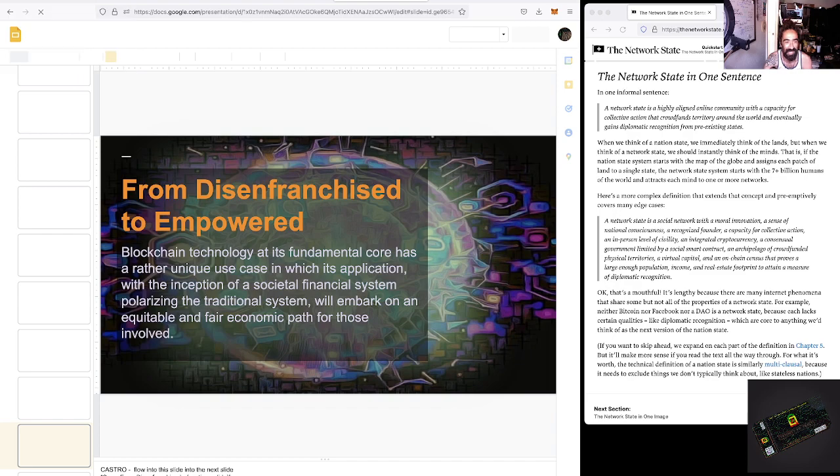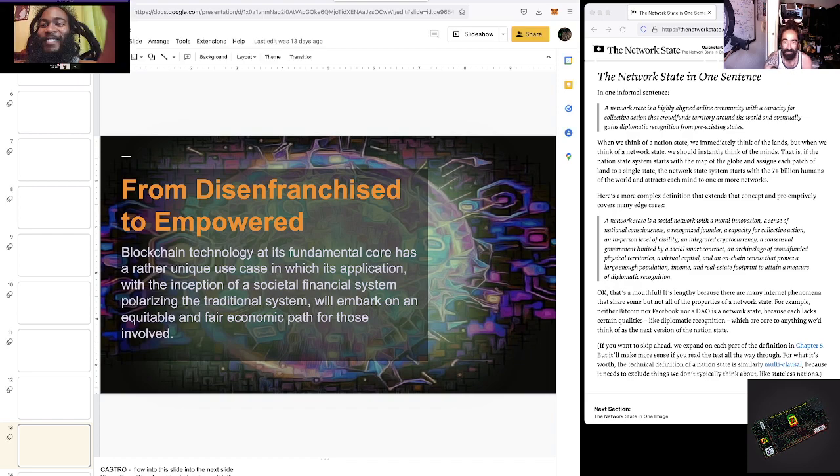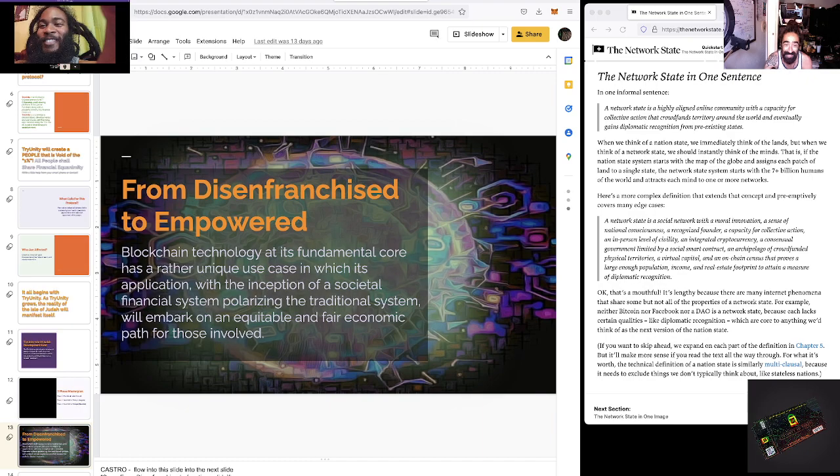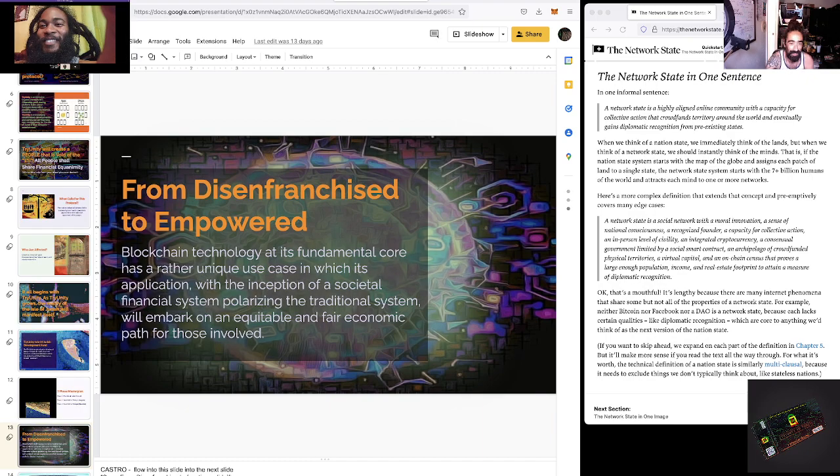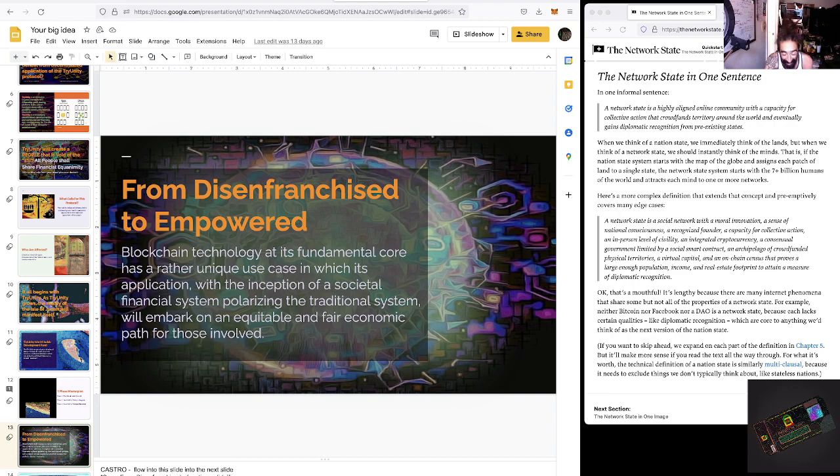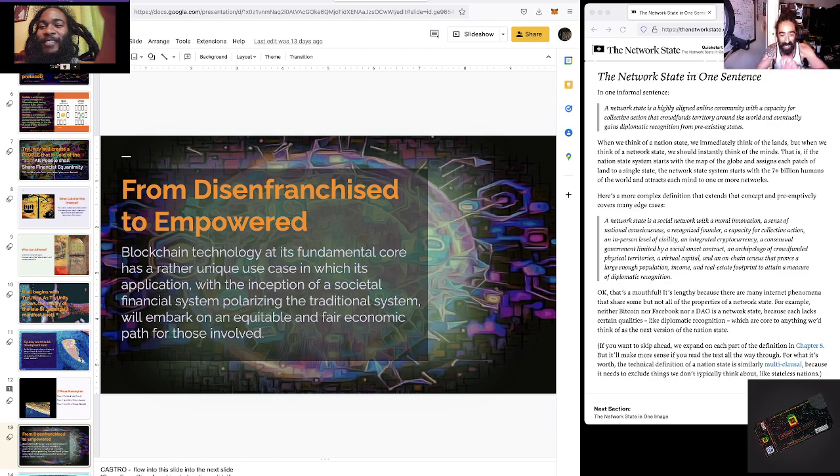From disenfranchised to empowered. Blockchain technology at its fundamental core has a rather unique use case in which its application with the inception of a societal financial system, polarizing the traditional system, will embark on an equitable and fair economic path for those involved. That's why we meeting here so persistently.